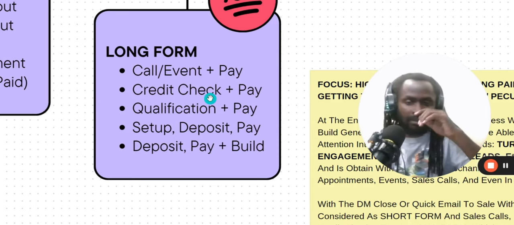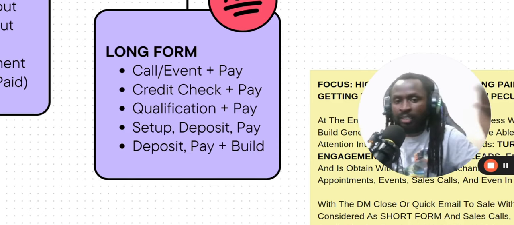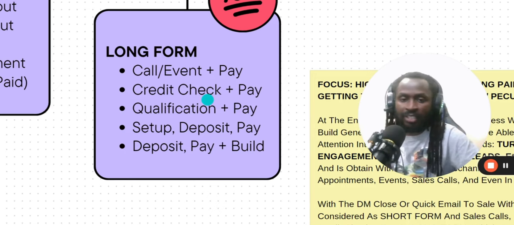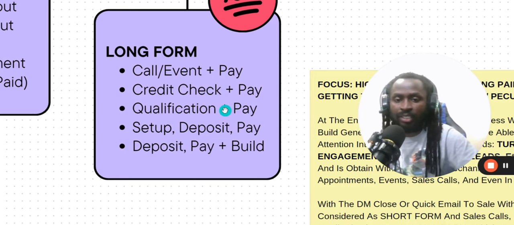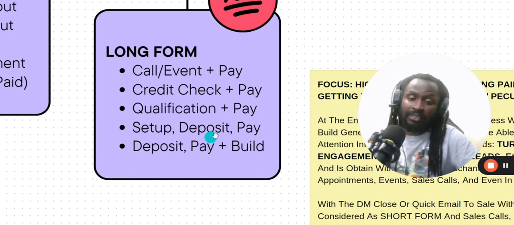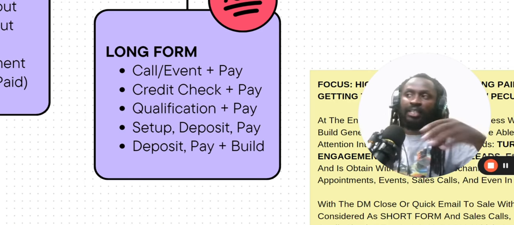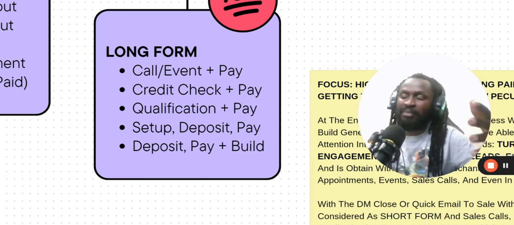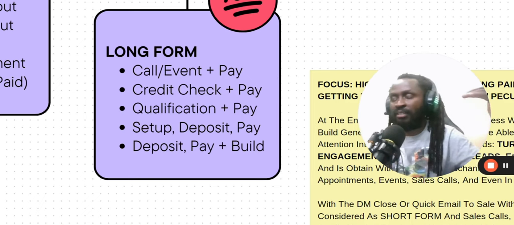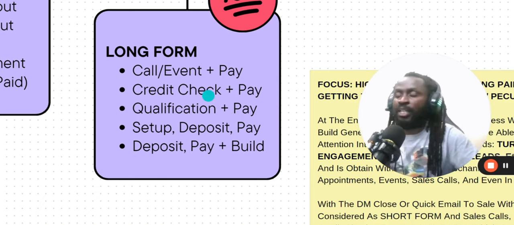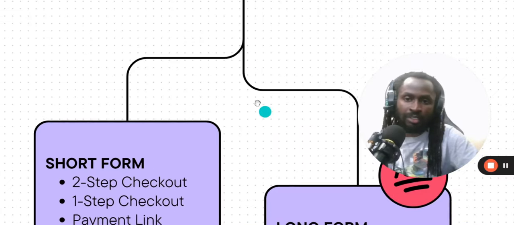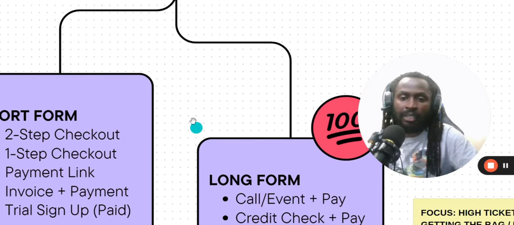The long form ways can be a call-out event, and then the payment: credit card check, credit payment, different types of qualification, onboarding, payment setup, deposit and payment, bills, whatever. It's going to depend on how everything is done. Or it can be an advance, it can be installments, it can be financing. There are so many ways for conversion, so many ways to get paid.